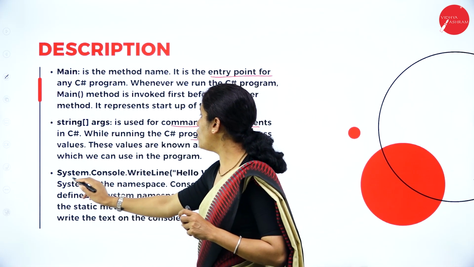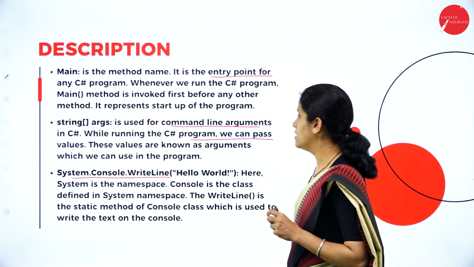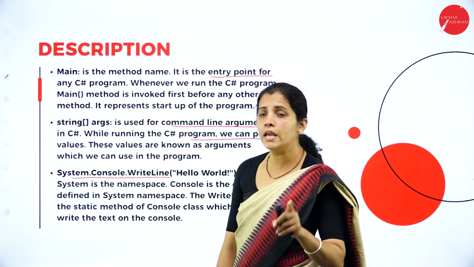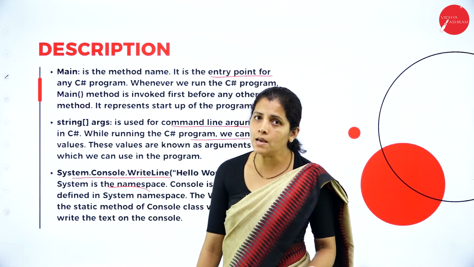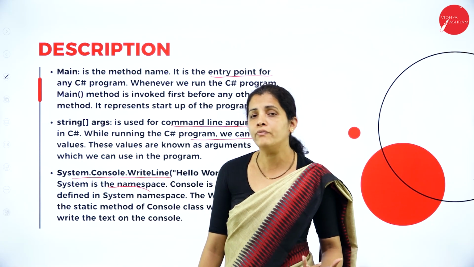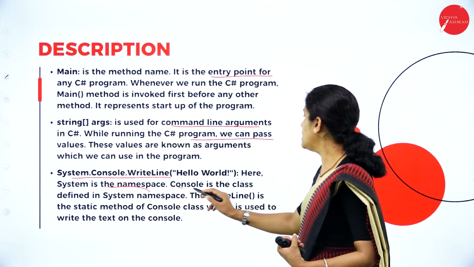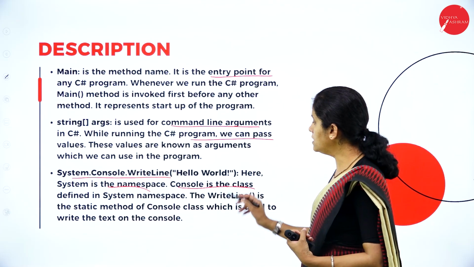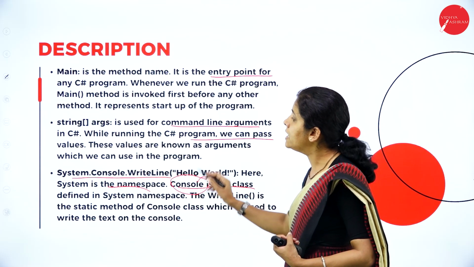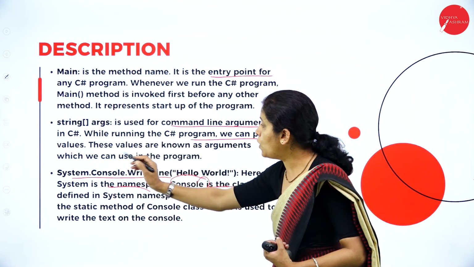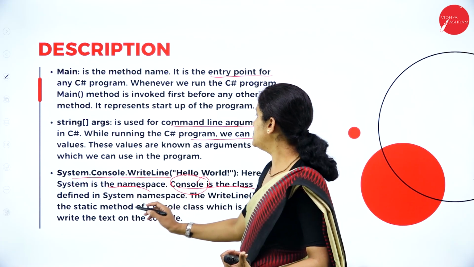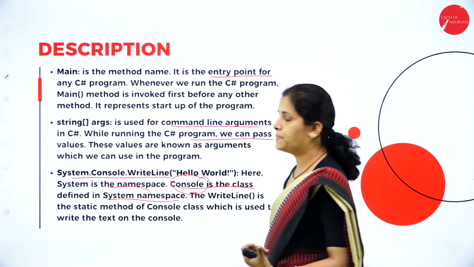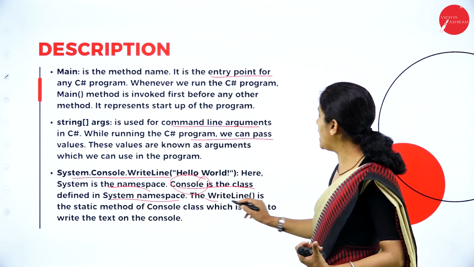Then System.Console.WriteLine. Here System is a namespace. So what is System? It's a namespace. Then what is a namespace? It is a collection of classes. Console is the class. This Console is nothing but a class which is stored in your System namespace. And what about WriteLine? It's a method.